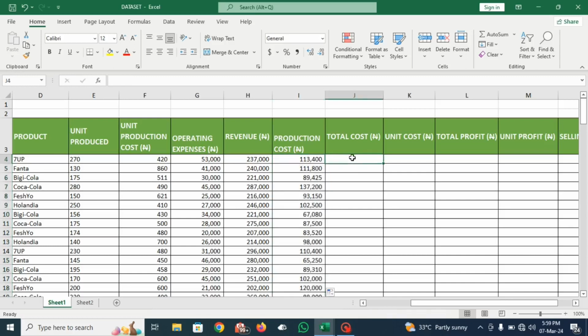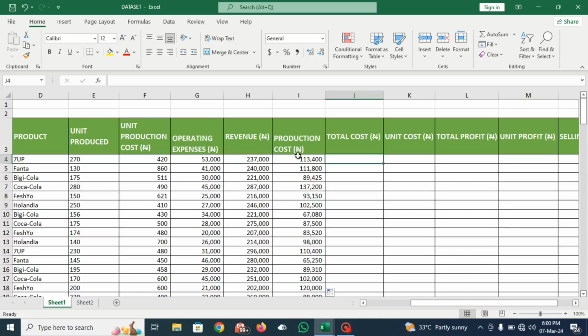Then let's move to the second one, which is the total cost. Remember from our previous explanation that before you can determine your total cost, you need to know your prime cost and your overhead cost. By adding them together, that will be the total cost of that product. Now, when I look at this data set, we already have the production cost, which is 113,400 for 7 Up. Then what we need to consider is our other indirect costs, which is operating expenses here.